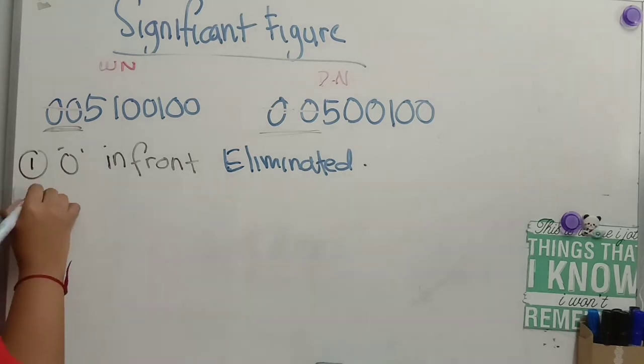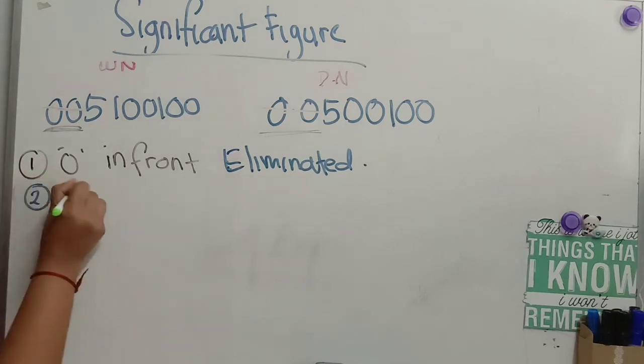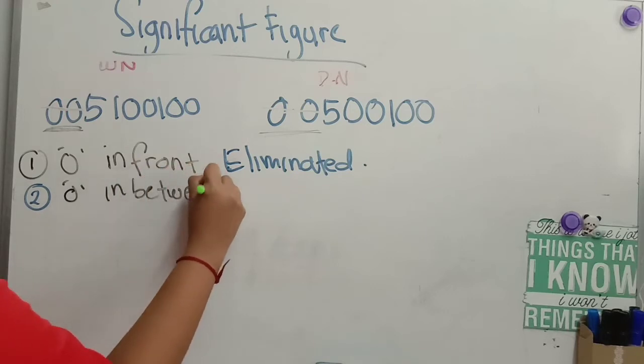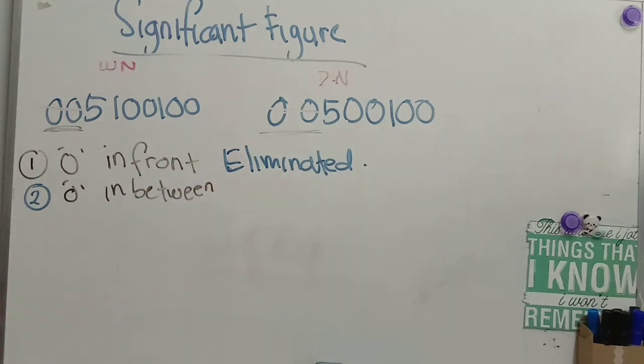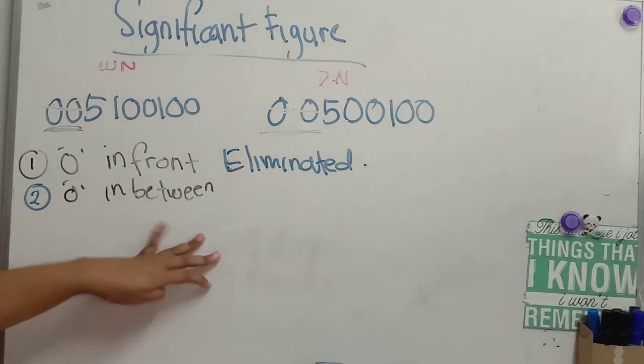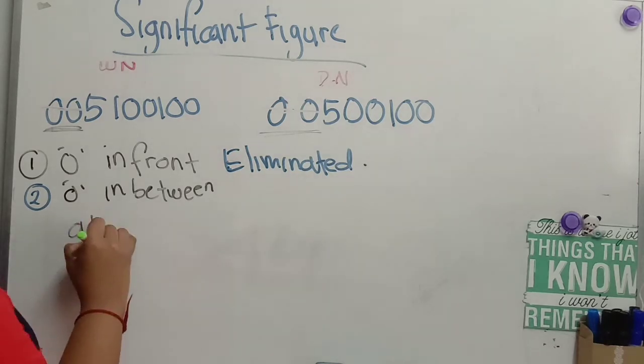The second rule will be zero in between the numbers. Both kinds of numbers can have zeros in between. Before I start the in-between rule, I'm going to tell you that all the non-zero digits are significant figures.